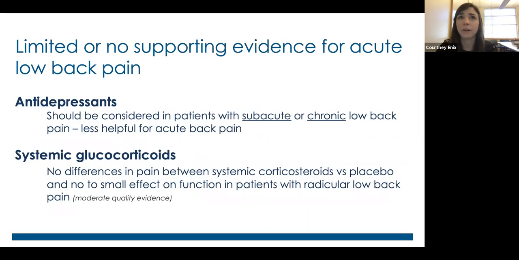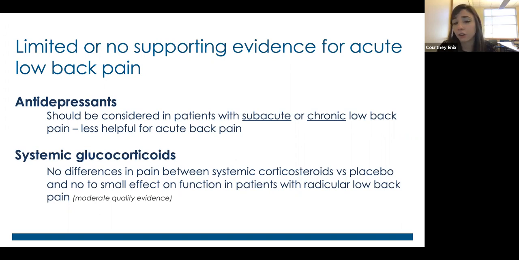And then some medications that have really limited or no supporting evidence for, again, acute low back pain. Antidepressants, I'll talk about in a minute. They are things that should be considered for patients who maybe have subacute or chronic low back pain, but they're really less helpful for acute low back pain, right? If we're thinking about an SNRI like duloxetine to help a patient who is having back pain, it's going to take a little while for that to maybe be effective. And who knows, they might fall in that window of 4 weeks where 75% of them are going to have spontaneous resolution of their pain anyway, and there's probably not enough time to let them be effective.